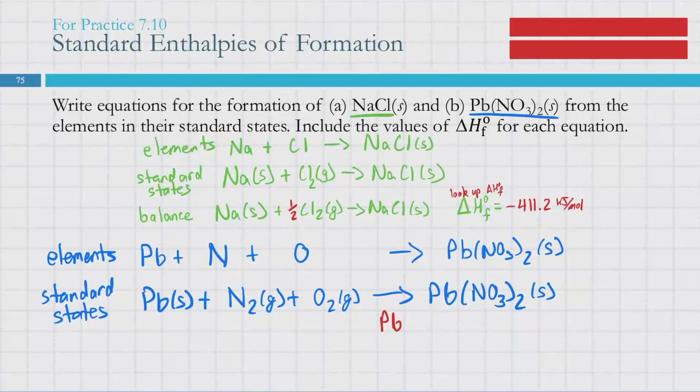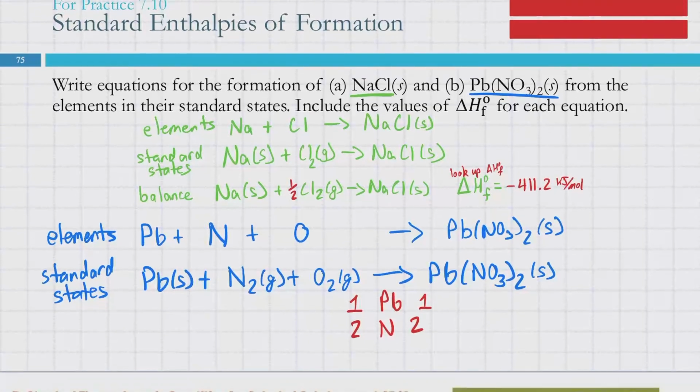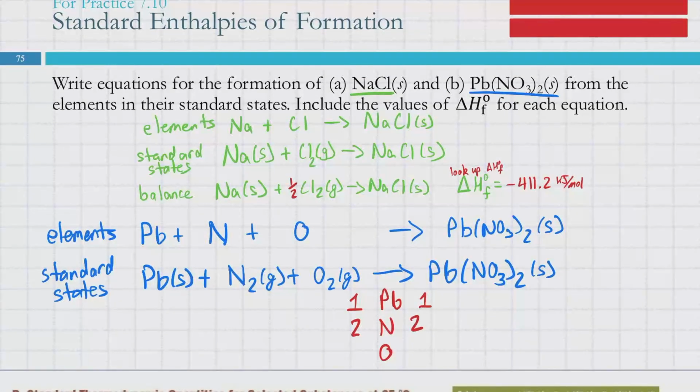For our lead, we've got 1 and 1. For our nitrogen, we've got 2 on the reactant side. We've got 1 in each of our 2 nitrates, so we've got 2 on the product side as well. And then for oxygen, we've got 2 on the reactant side. We've got 2 times 3 on the product side, so 6. So we're going to need to add a coefficient of 3 in front of our O2, and that'll get us up to 6 oxygens on the reactant side.